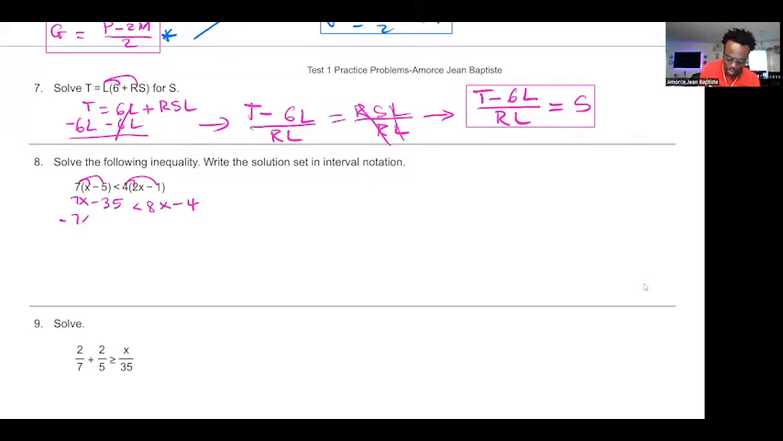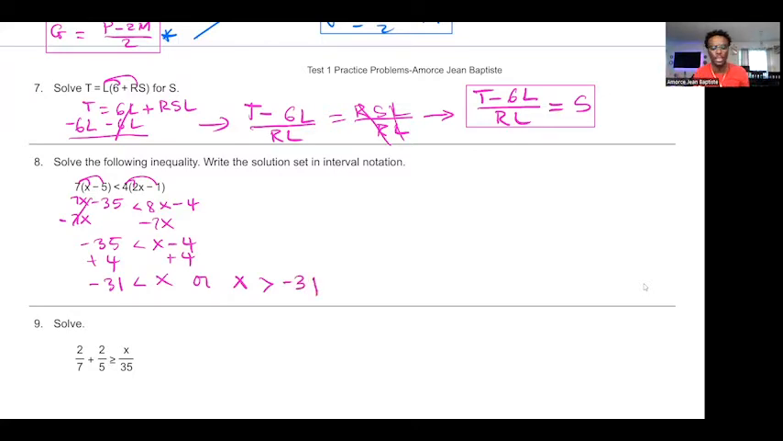So let's subtract 7x on both sides. Negative 35 less than x minus 4. Then I add 4 on both sides. And then I would have negative 31 less than x, or you can keep the x on the open side of the inequality and then put negative 31. It's still the same thing.